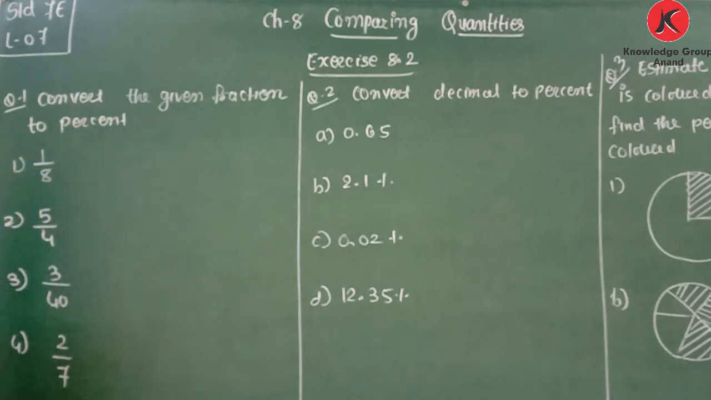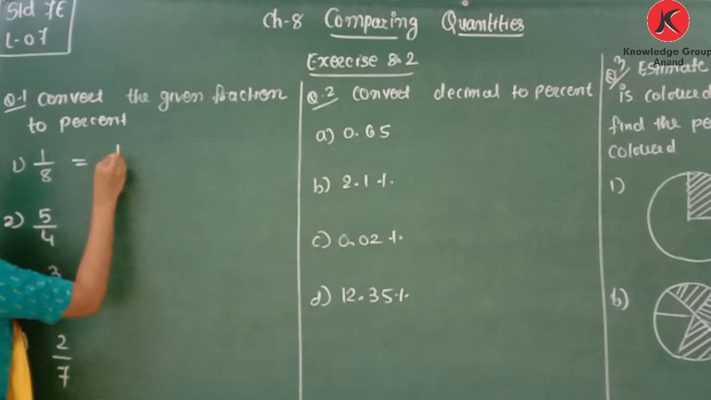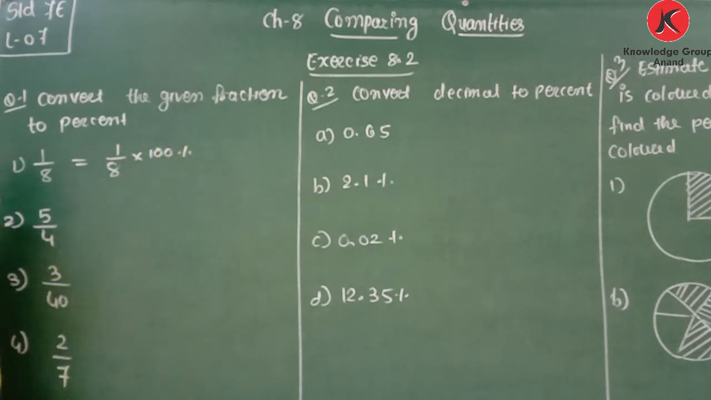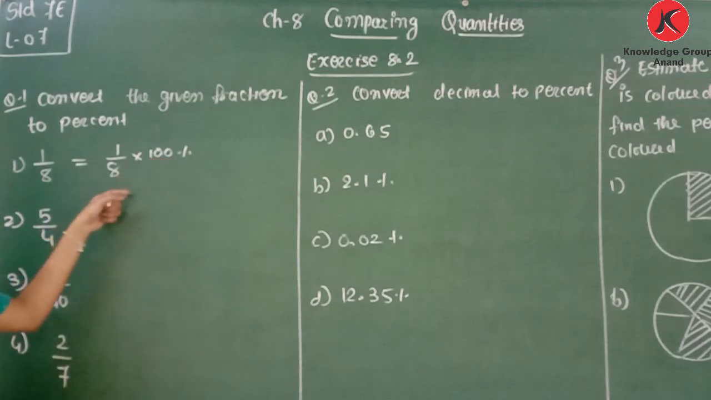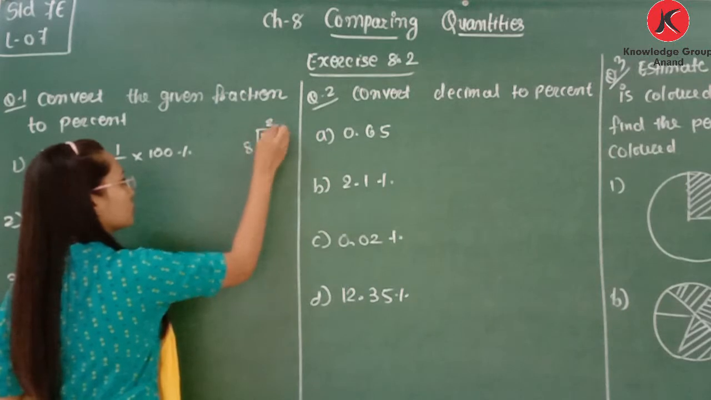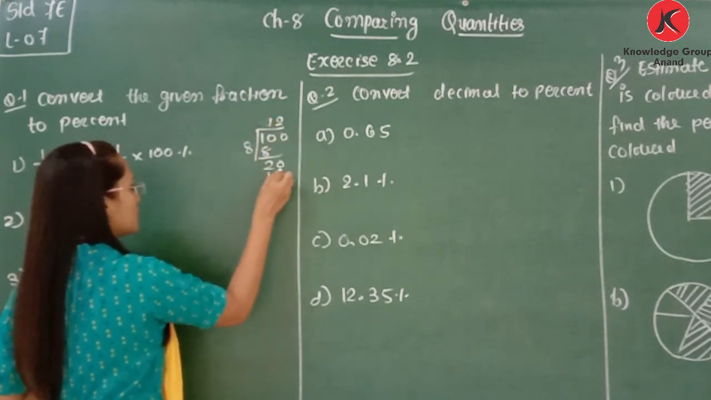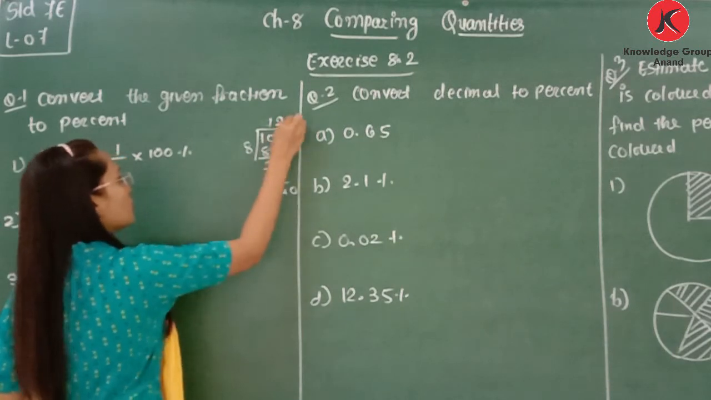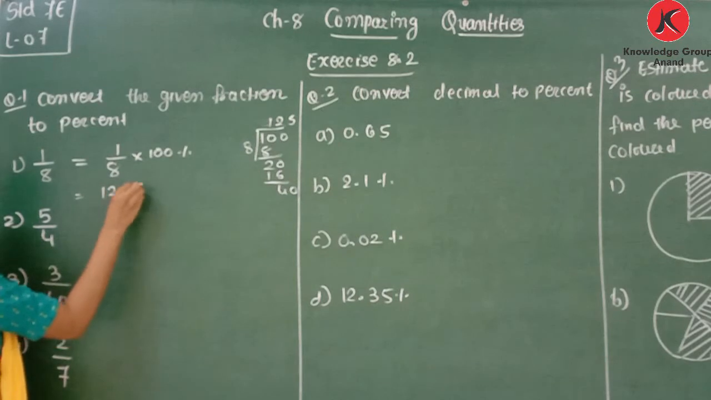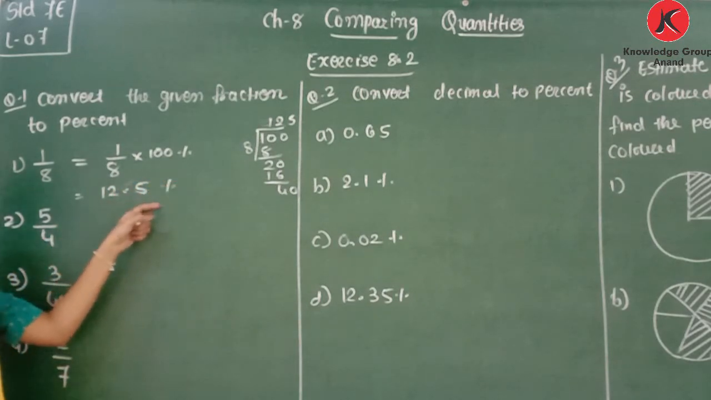Convert fraction to percentage. Here 1 by 8 is given. We can find the percentage by multiplying it with 100%. Now divide 100 by 8. So 20, 16. So it is 12.5. 1 by 8 represents 12.5 percent.